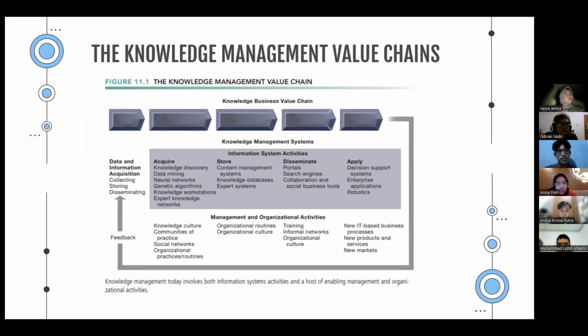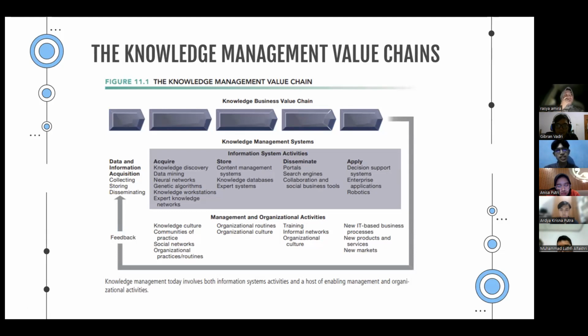The second one is the knowledge management value chain. Knowledge management refers to the set of business processes developed in an organization to create, store, transfer, and apply knowledge. Knowledge management increases the ability of the organization to learn from the environment and to incorporate knowledge into its business processes. Figure 11.1 illustrates the four value-adding steps in the knowledge management value chain.